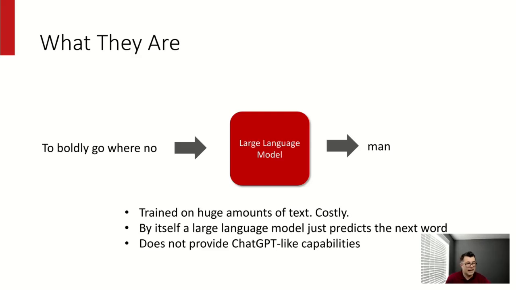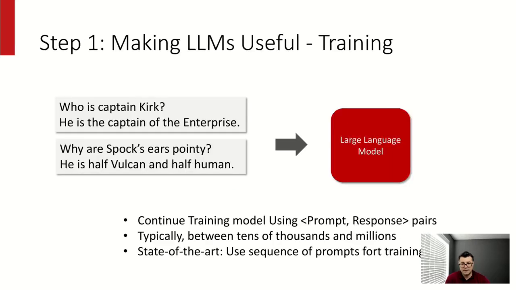If that's the case, how do you go from something like this to something like ChatGPT? Well, a starting point would be that you need to create training data, and the training data is basically in the form of prompt response pairs. In this case, you see there's a question and there's an answer. Who is Captain Kirk? He's the captain of the Enterprise. And then, why are Spock's ears pointy?